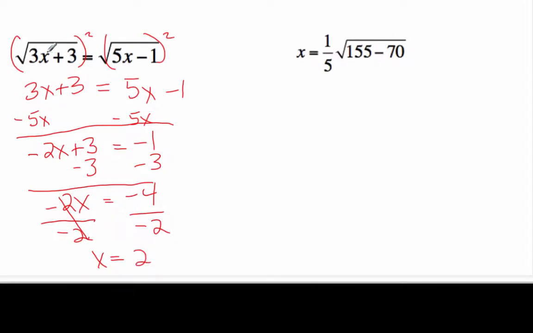Again, take the value and substitute it up into here. So I take 2 times 3, that's 6, plus 3 more is 9. Square root of 9 is 3. Take this 2 and substitute it up into here. So I get 10, 10 minus 1, square root of 9 again. Perfect.